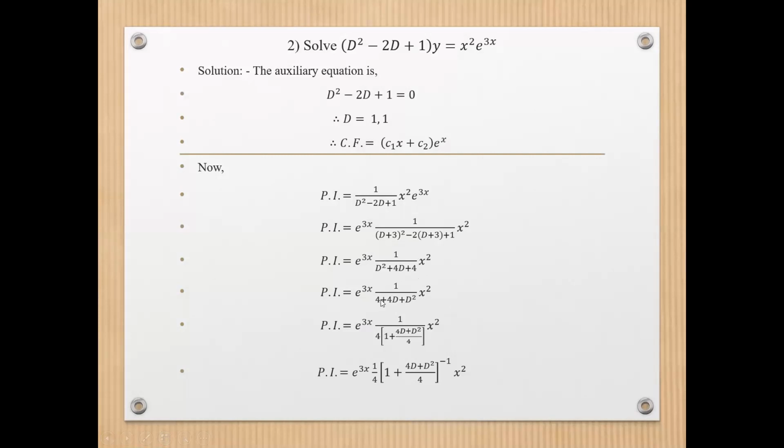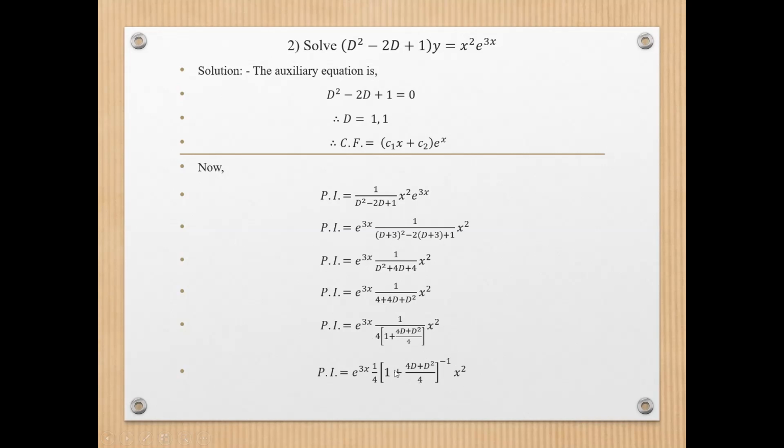Here the lowest power of d is 0, that is, we have to take 4 as a common factor. What remains within the bracket is 1 plus 4d plus d square upon 4, all over x square. Now this 4 is in the denominator, so this can be written as 1 upon 4 into bracket; taking this on the numerator, we get 1 plus 4d plus d square upon 4 raised to minus 1 into x square.